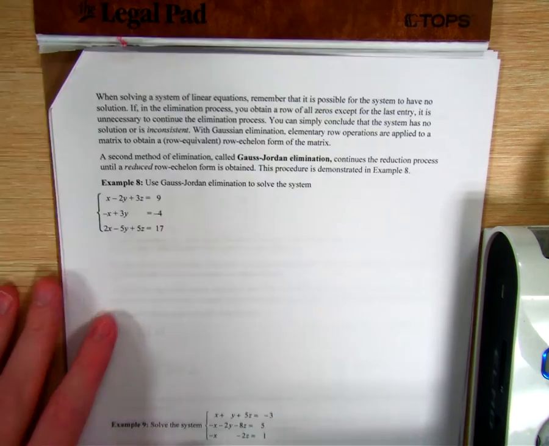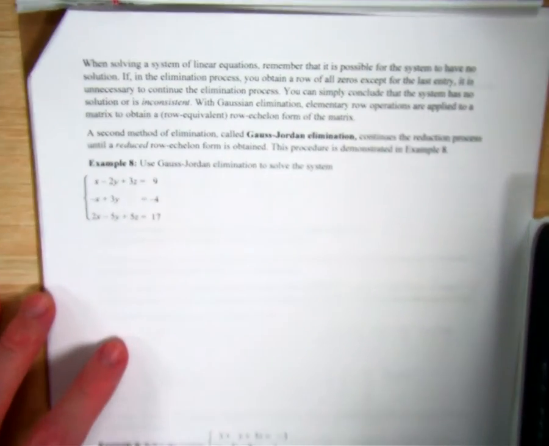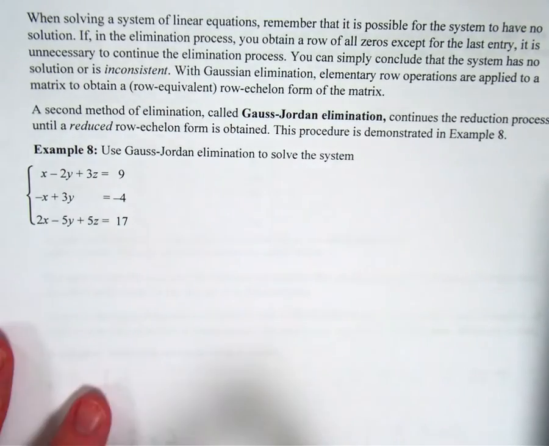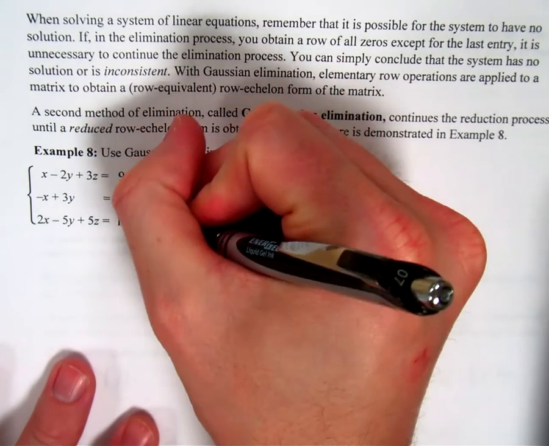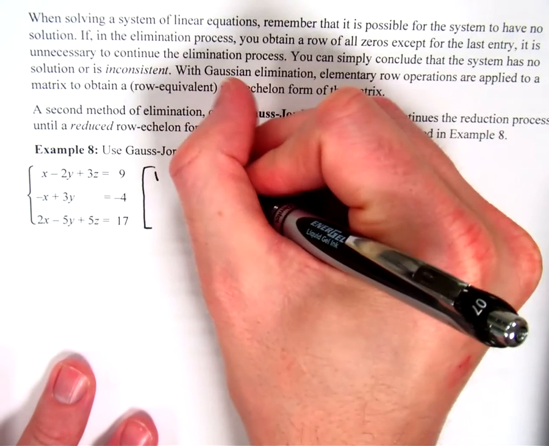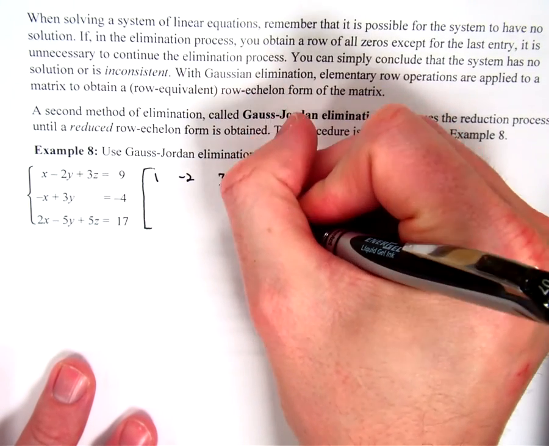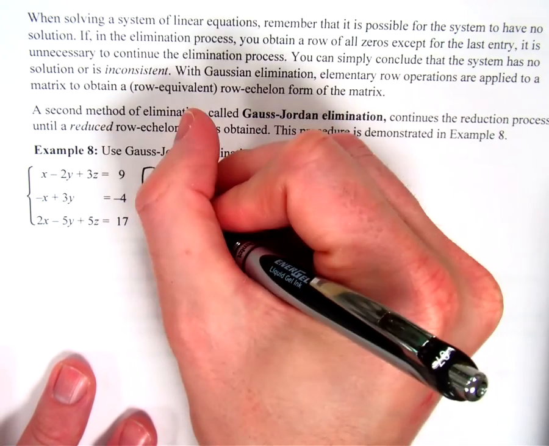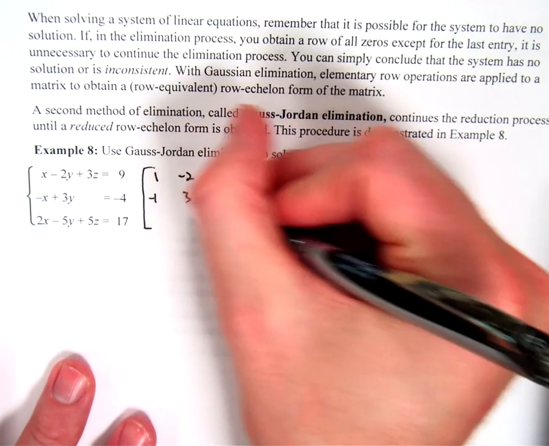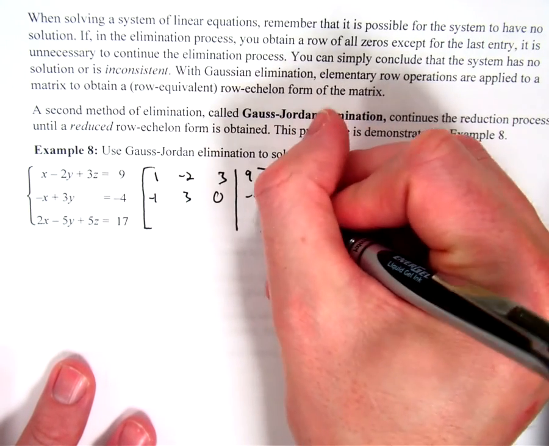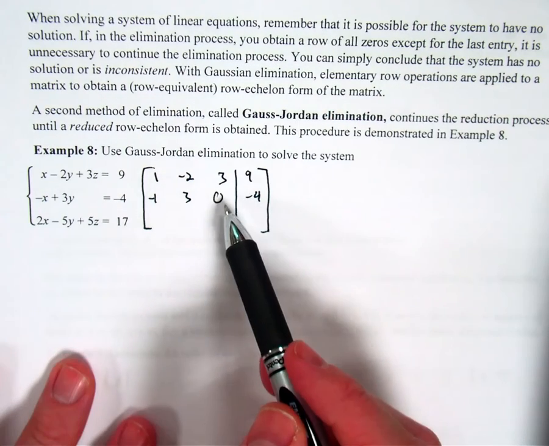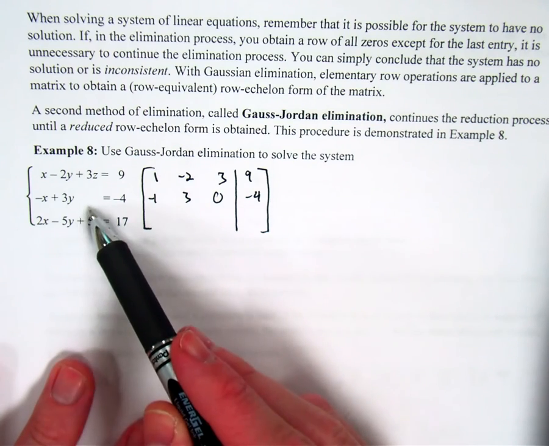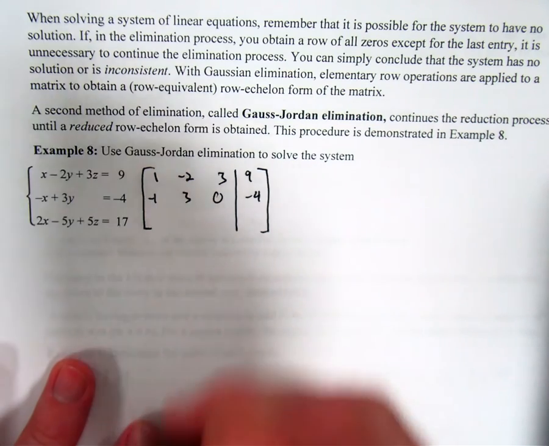Okay, so let's use Gauss-Jordan to solve. So we got 1, negative 2, 3, 9 on the answer side, negative 1, 3, 0, negative 4. I almost like the matrices better because you have the zeros, so you don't lose your open spots or get distracted.